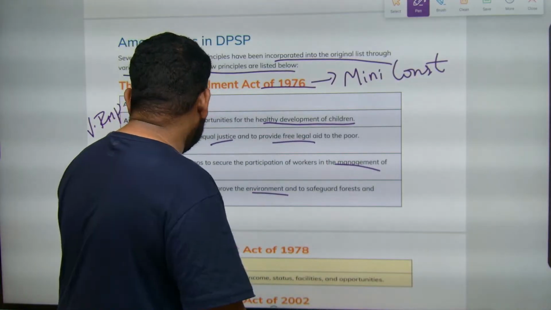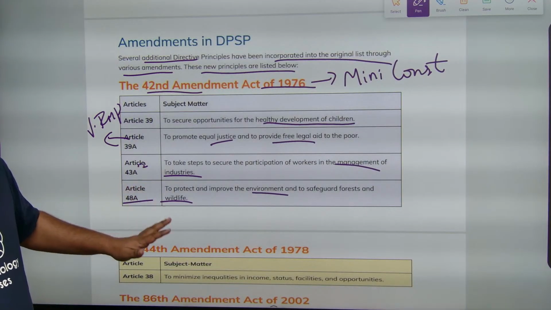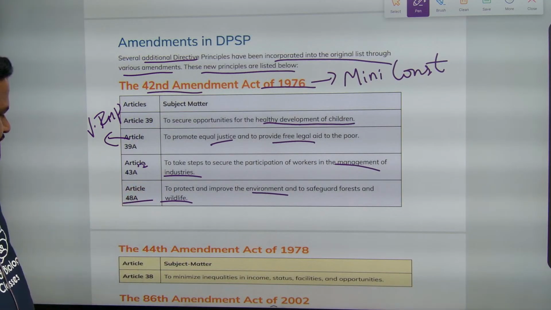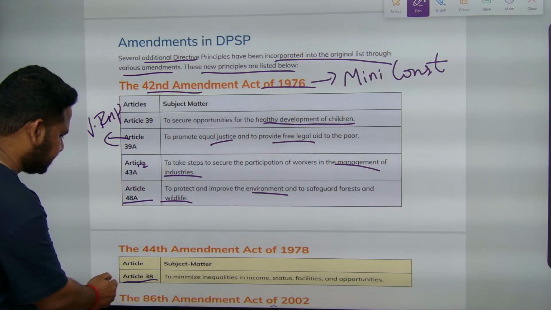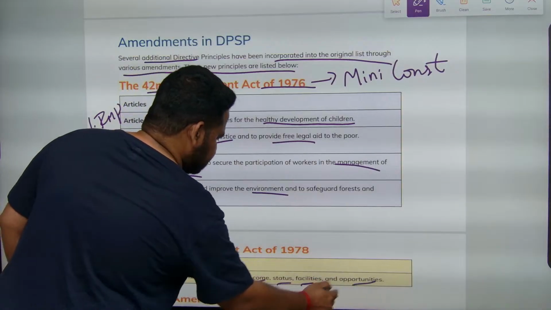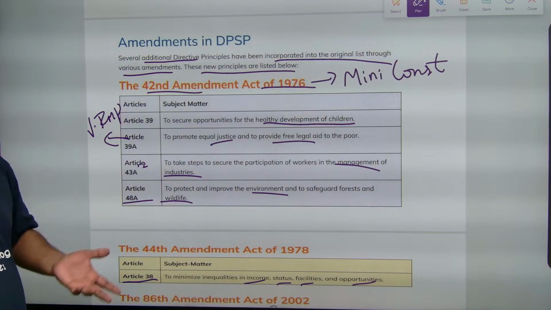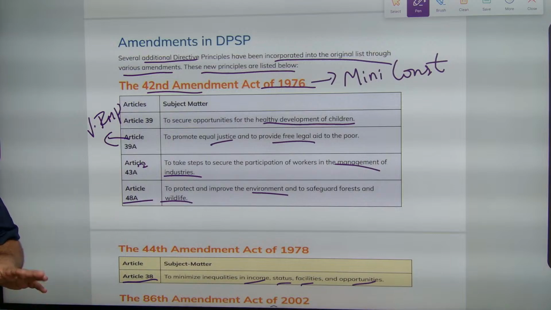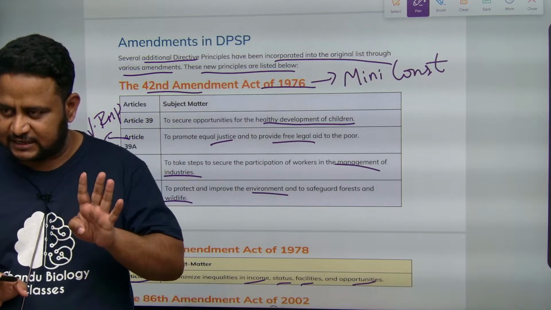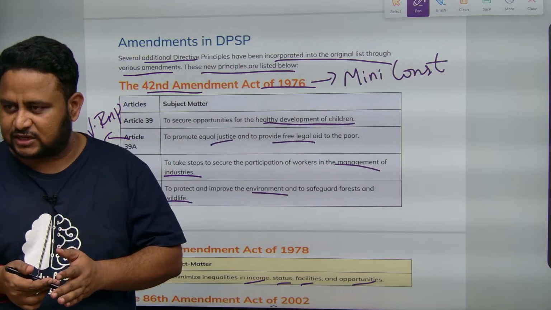So let us see the 44th Amendment now. After the 42nd, the 44th was also passed in 1978. Article 38 is to minimize inequalities in income, status, facilities and opportunities. Article 38 is talking about minimizing inequalities. So 42nd is talking about 4 articles, 44th is talking about Article 38. What is Article 38 talking about?